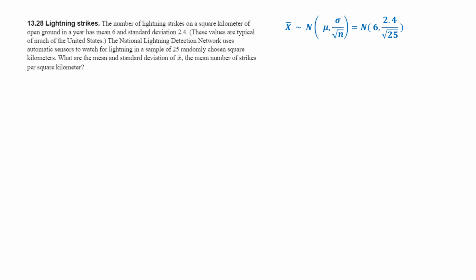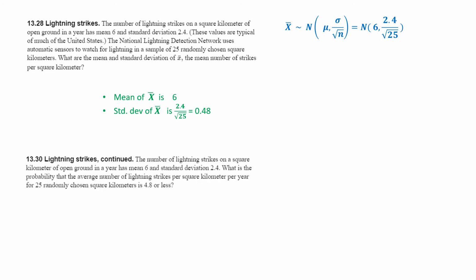Here it is just lightning strikes. Here, the mean number of strikes. So you are trying to find the mean of x bar and the standard deviation of x bar. The mean of x bar is 6 and the standard deviation will be 2.4 by square root of 25, which is 0.48.